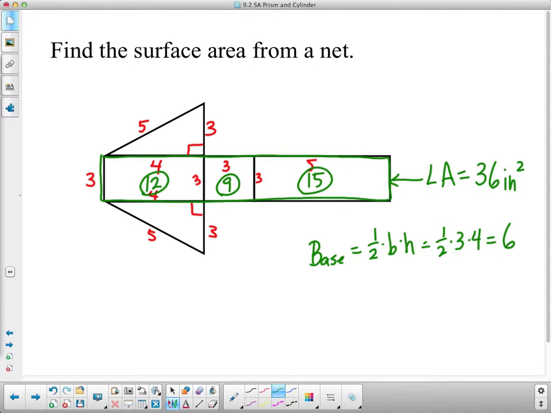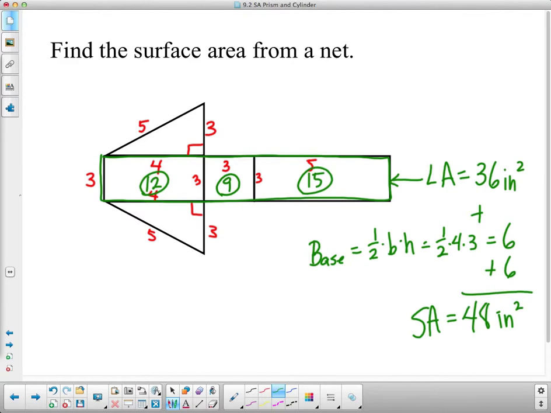It really comes out the same thing. How many triangles are there? Two. So we need 36, 6, and another 6 to get the total surface area, which is 48. So the total surface area is 48.